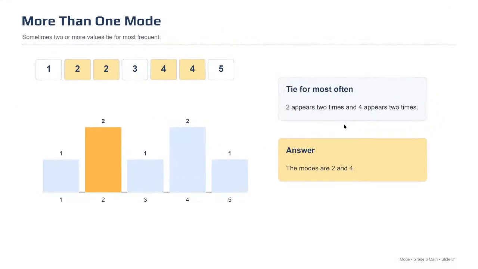Now, more than one mode. Sometimes 2 or more values are tied for most frequent. For example, here 2 is repeated twice, and 4 also appears 2 times, so it's a tie for most often. So the answer is the modes are 2 and 4.